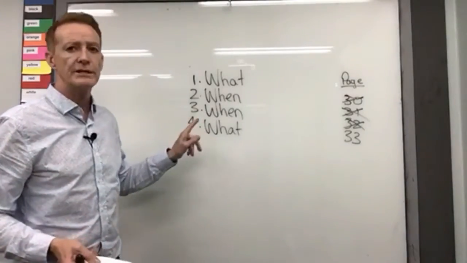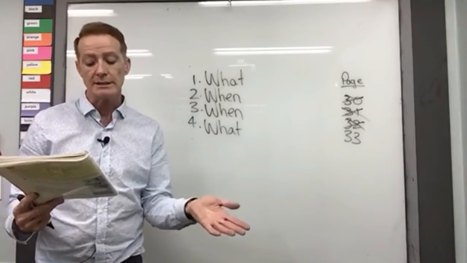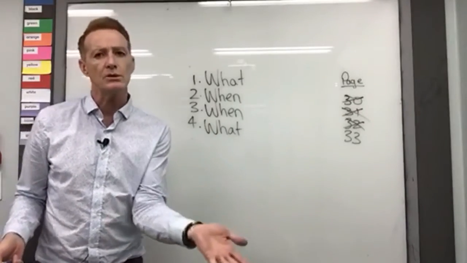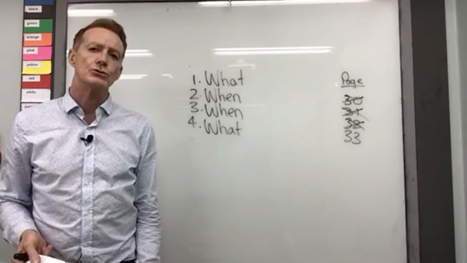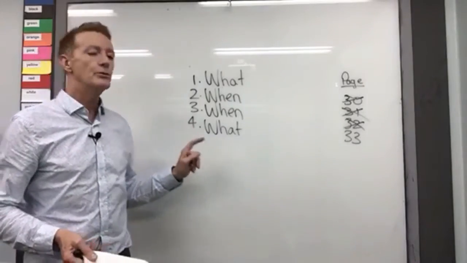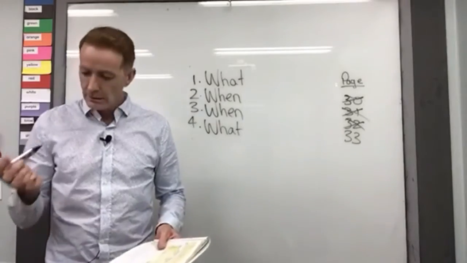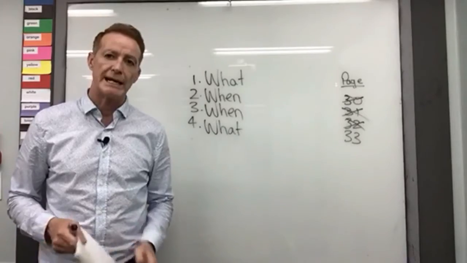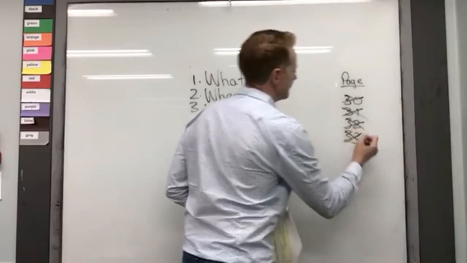So there we go. I will just go over this one more time. Number 1, what do you do on Sunday? Number 2, when do they wash the car? Number 3, when does Ivan go to school? Ivan is a boy's name. And last one, number 4, what do we do at 6 o'clock? All right, so that is page 33.